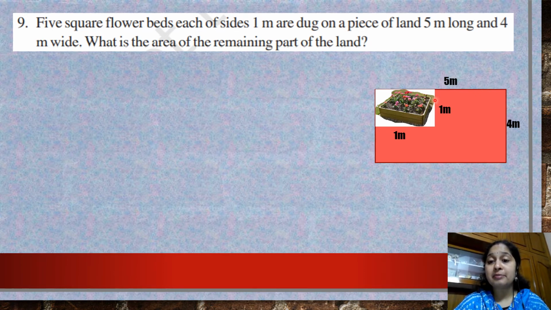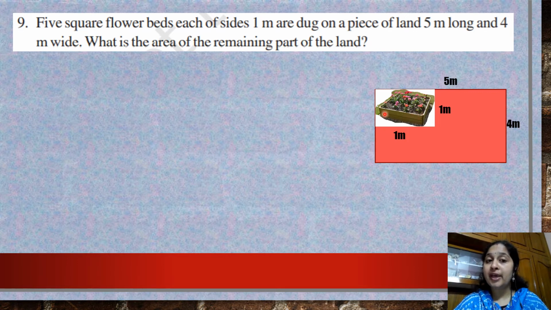So the dimensions of length and breadth are the same. So we only have the side. So how many such flower beds are placed? 5 such flower beds. What is the area of one flower bed, children? Since it is 1 meter by 1 meter, what can you say about the area of this flower bed? It is 1 ones are 1. So area of one flower bed is 1 square meter. So what is the area of 5 flower beds? It is 5 into 1 square meter, that is 5 square meters.